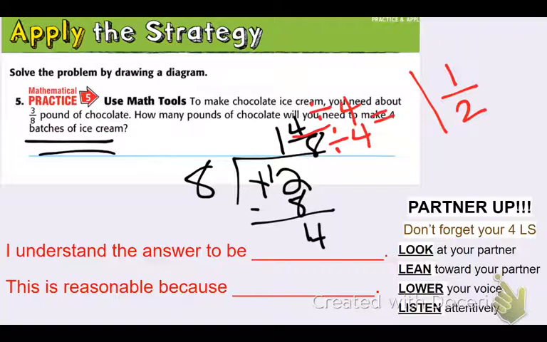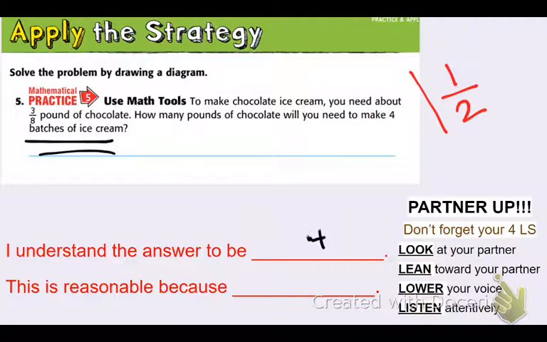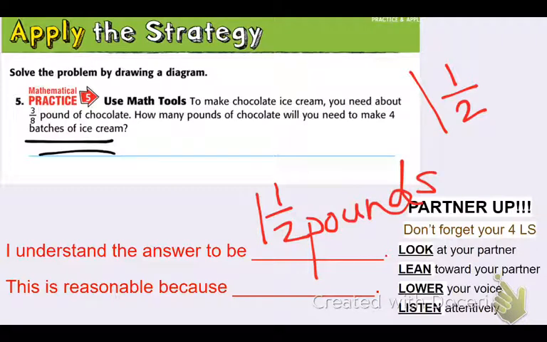So 1 and 1/2, or 1.5. So if I go back to the original question, how many pounds of chocolate will I need to make 4 batches of ice cream? Well, I understand the answer to be 1.5 pounds of chocolate are needed to make that ice cream. And I know it's reasonable because 1.5 pounds is equivalent to that improper fraction. It works. It's just another way to see it.